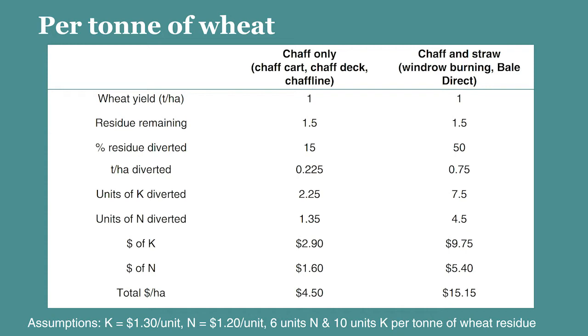Whereas if we look at the systems where we're removing the chaff and the straw, once again, for every tonne harvested, 1.5 tonnes per hectare of residue left behind. We remove 50% of that, so this time we're removing 750 kilos per hectare of residue, and that equates to about $15 worth of nutrients in that residue.